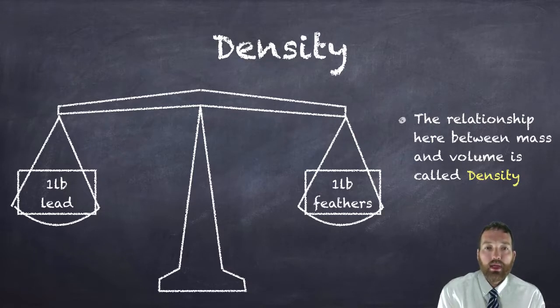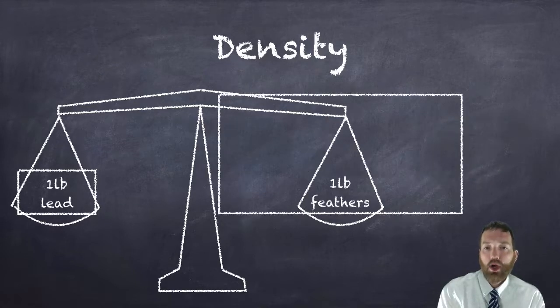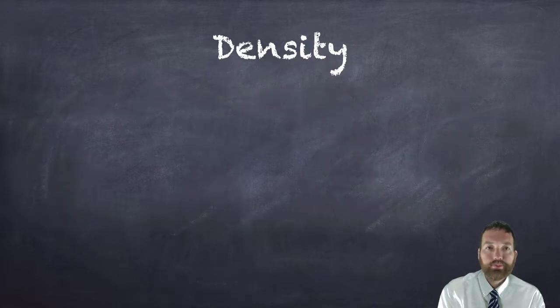If I had a pound of lead and a pound of feathers in these two boxes, the scale would balance out and they'd weigh the same. But it would be very difficult to put an equal amount of mass in these boxes, especially because feathers are very, not dense. So in reality, you would need a much larger container to equal out this scale.